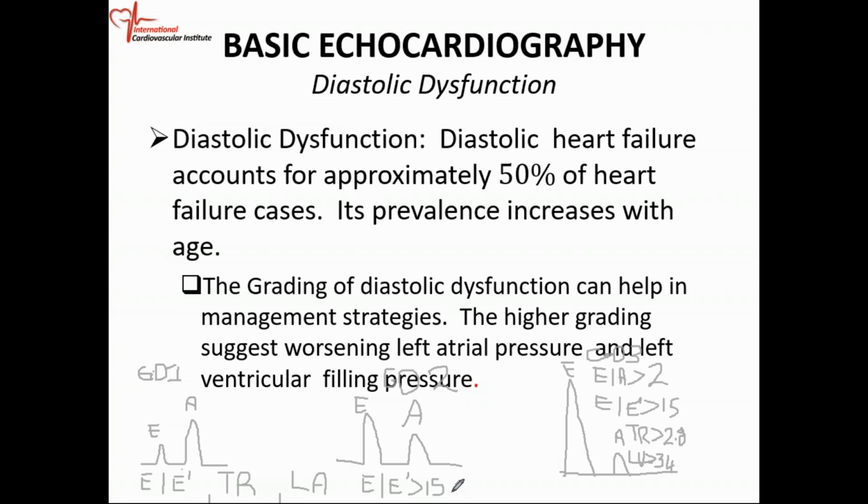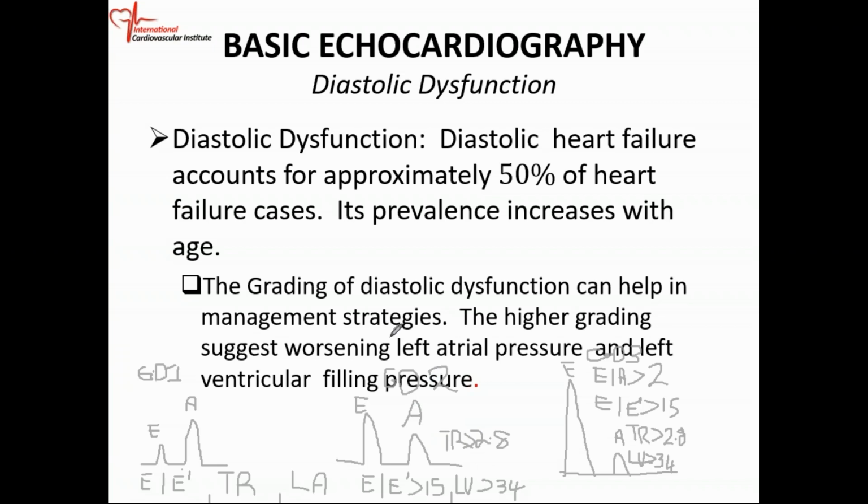When you look at the left atrial volume, that's also going to be increased. So the left atrial volume is going to be greater than 34 mLs per meter squared. Okay. When you look at your TR velocity, that's going to be greater than 2.8 meters per second. So this is your grade 2 patients.